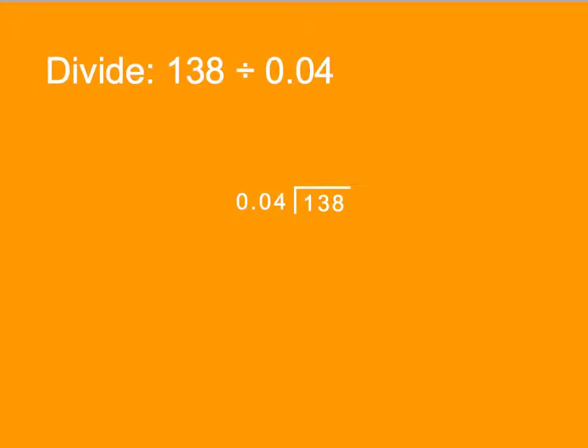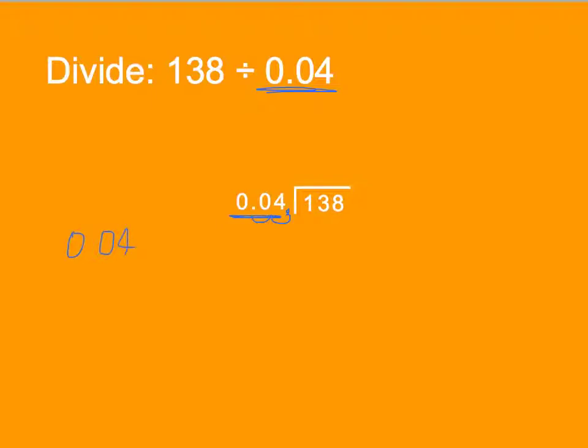So here we have a little practice problem to work on. We have 138 divided by 4/100. And what we need to do, because I see right off the bat that my divisor has a decimal in it, is get rid of that. I need to figure out how many times my decimal point needs to move over in order to make this a whole number. Well, you can see by what I did up top that I moved it over 2 place value places.